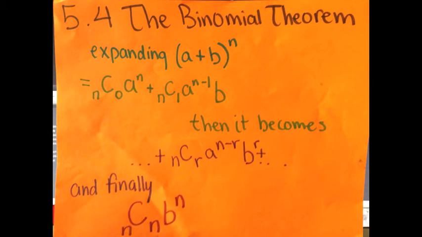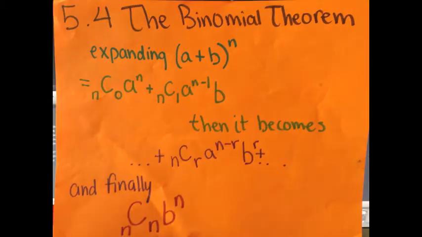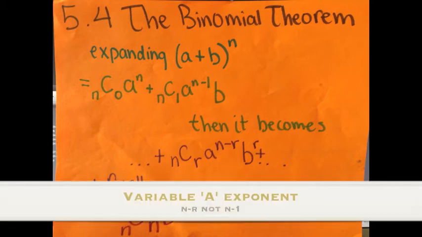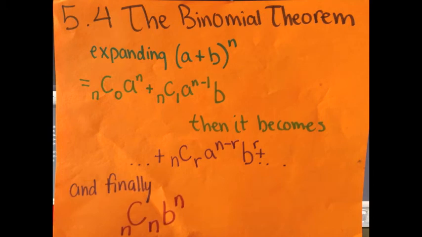nC0, which is combinations, is the first term, and a would be raised to the exponent of n, and so on. As we go on, a is raised to the exponent of n minus 1, and you get b. Then as you go on, a's exponent decreases and b's exponent increases. Finally, your last term should be nCn bⁿ, where a is not included because it would be raised to the exponent of 0, which would make it a regular 1.